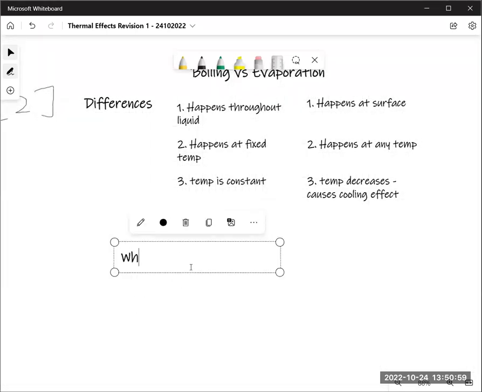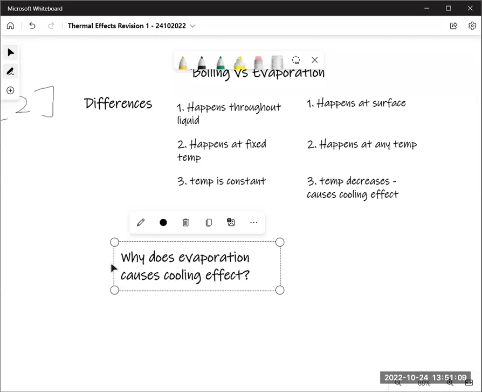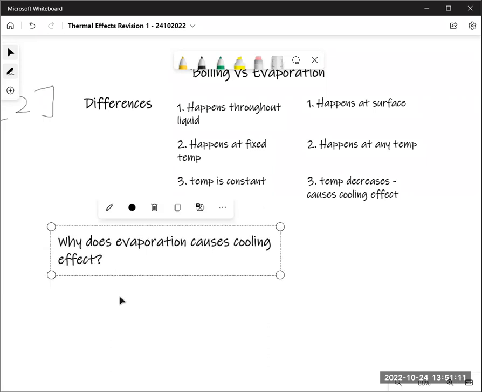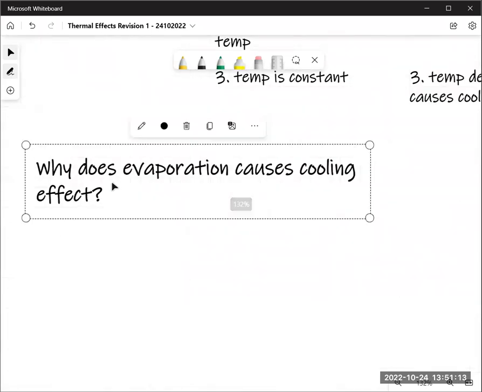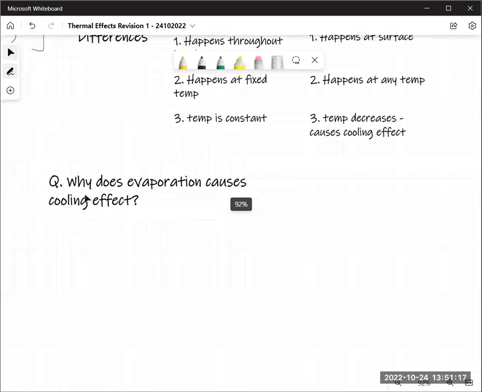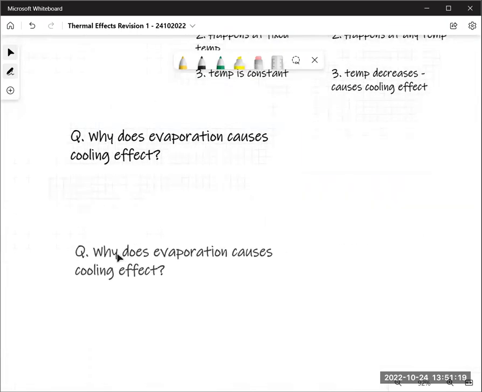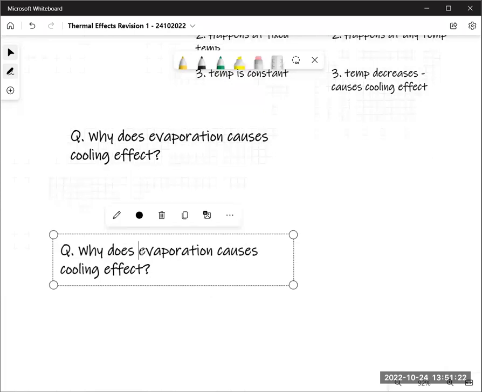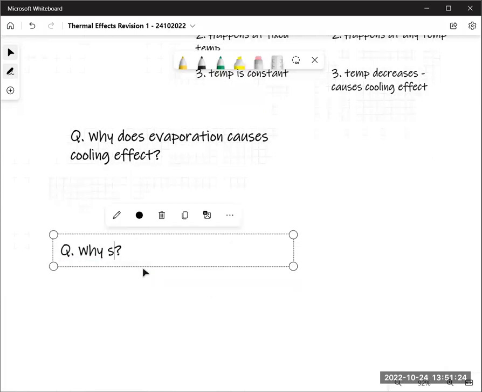Now, why does evaporation cause cooling effect? Write this. It's a 5-mark question in the exam, by the way. That's one question. Ayan, can you answer this? Why does evaporation cause cooling effect? And the other question is, why is temperature constant in boiling?